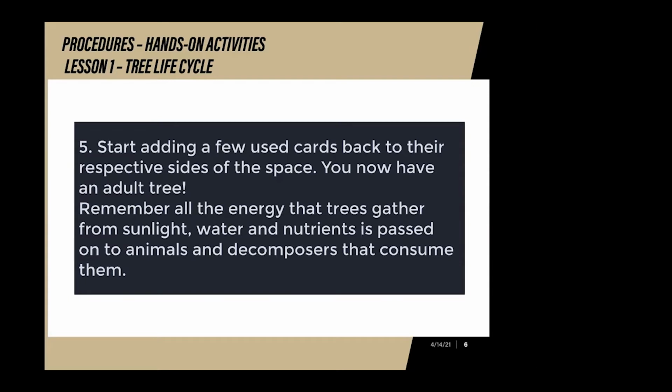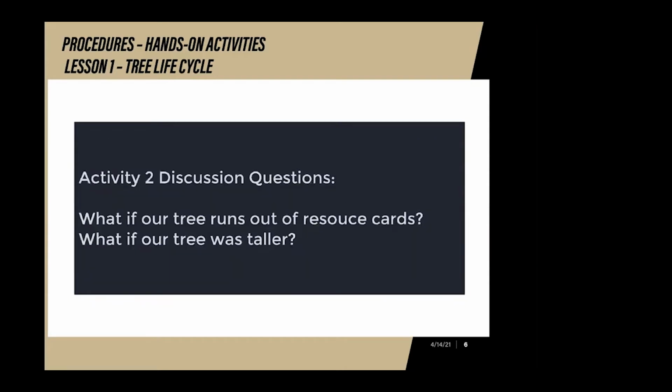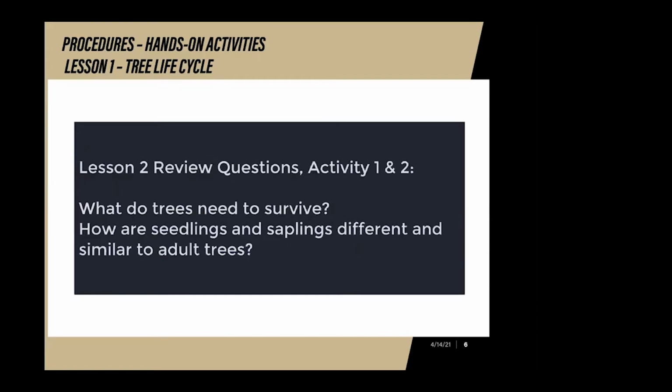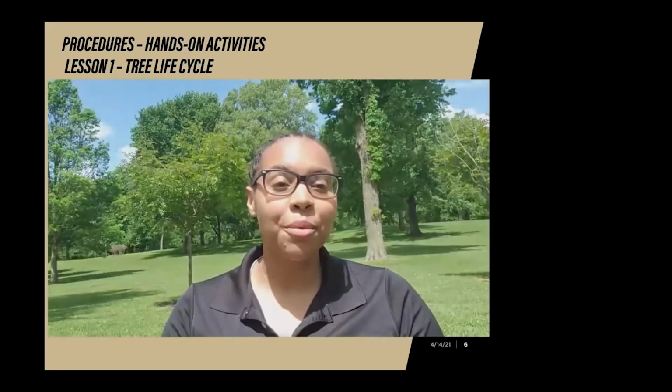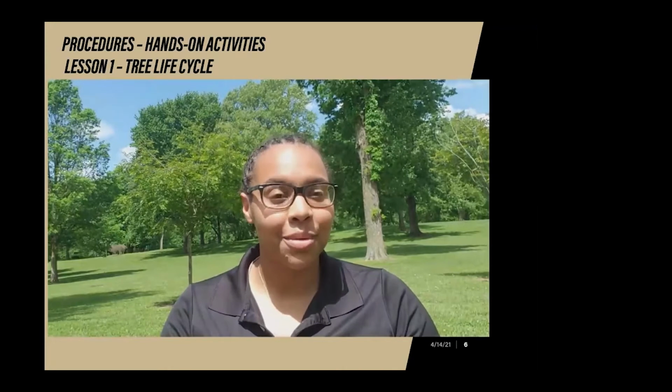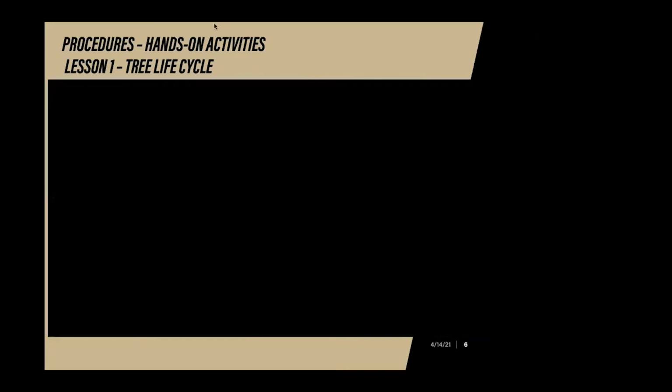consume them. And of course, we wrap up with a discussion question, like what if our tree runs out of resource cards, or what if our tree was taller and didn't have as much access to light? Finally, we ask a question about both activities, which is what do trees need to survive, and are seedlings, saplings different from adult trees? I hope you enjoyed acting out the life cycle of a tree with this interactive story. Have fun!